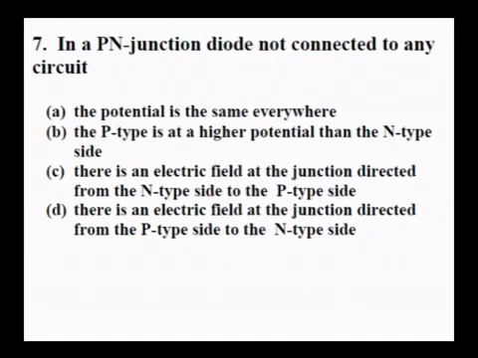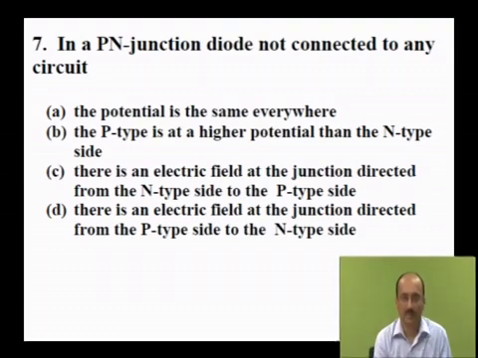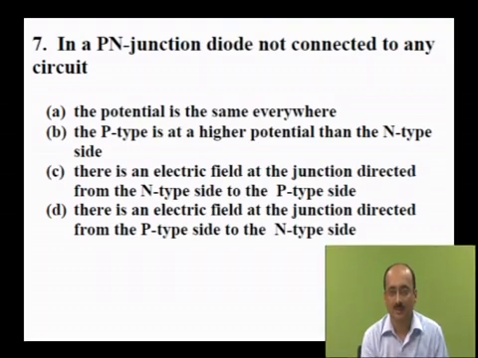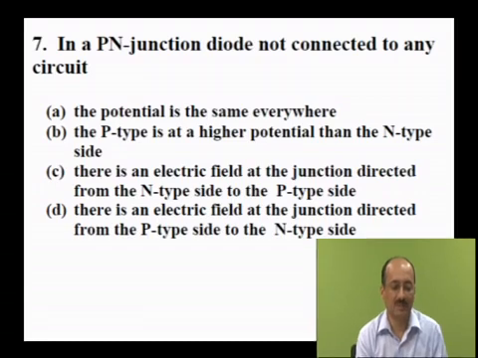Coming to the next question, in a PN junction diode not connected to any circuit, that is the unbiased case, option A, the potential is the same everywhere. Second one, the P type is at a higher potential than the N type. C, there is an electric field at the junction directed from N type side to P type side. D, there is an electric field at the PN junction directed from P type side to N type side.